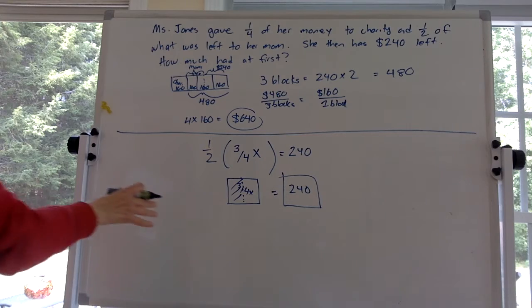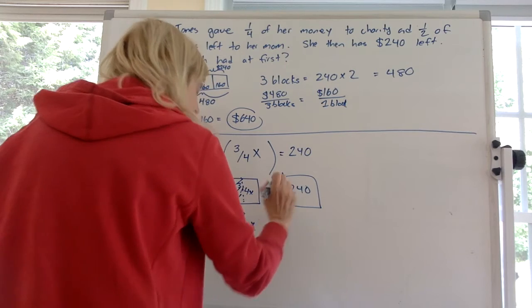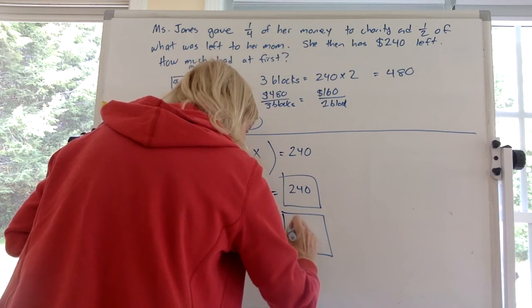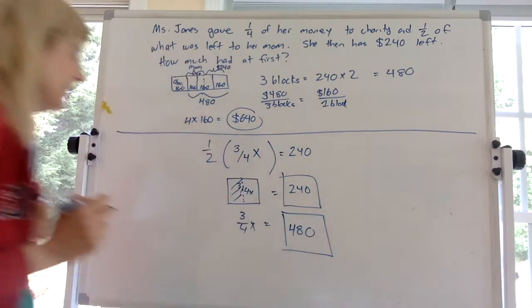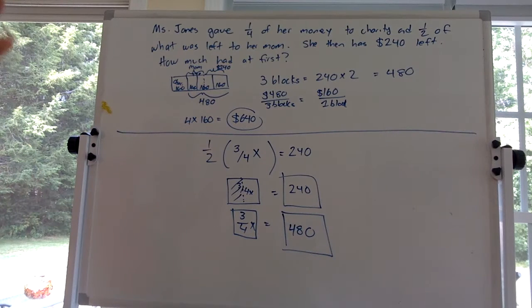But we don't want half. What if we double this side? If we double this so we just get 3/4 X, what happens over there? You got to double that. So that's like double times 240. 240 times 2 is 480. So now we have this block that represents 3/4 X. So we have a big 480 on the other side.